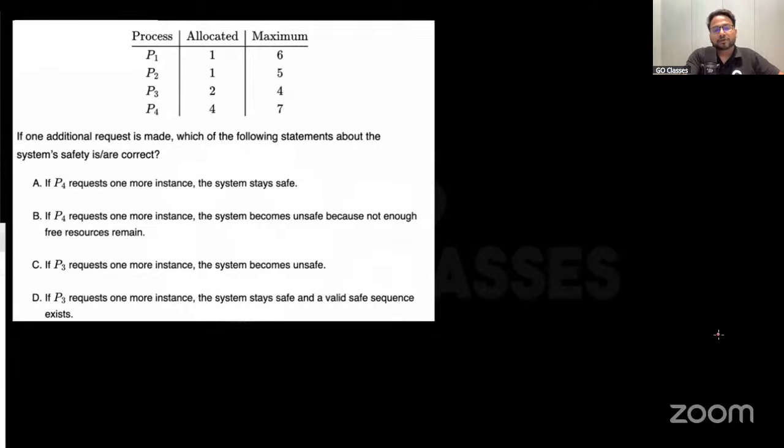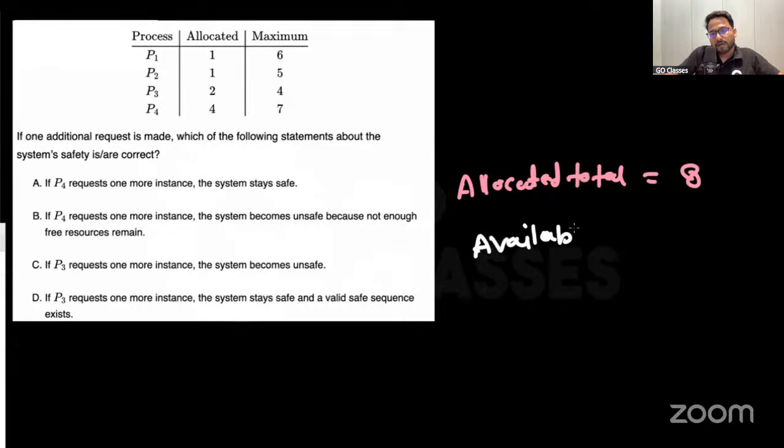So let's just do this. See, currently how many are already allocated? 8 are already allocated, right? So allocated total are 8, and how many are available? Available are basically 10 minus 8, which is 2 resources. If P4 makes one more instance request, then allocated for P4 will be 5.